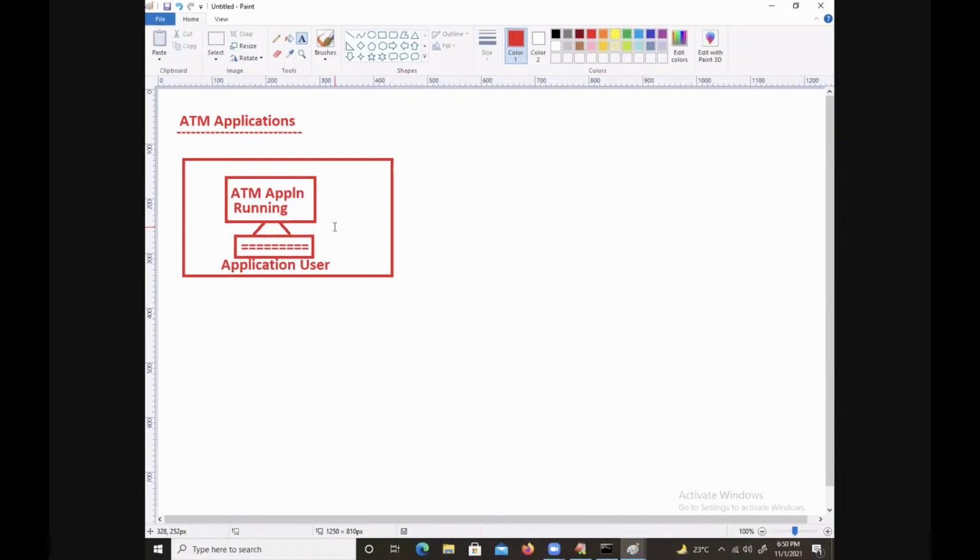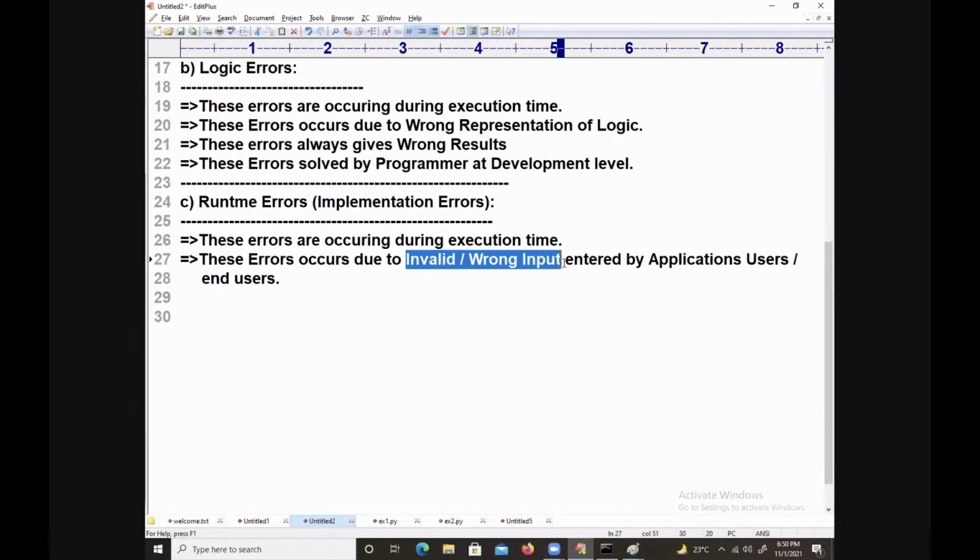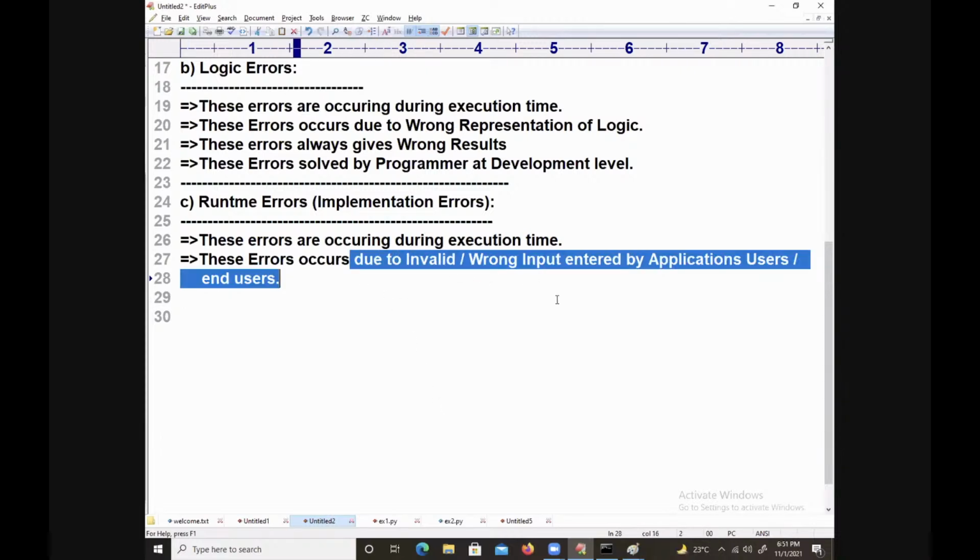Are you understanding my point? He kept his card in reverse order. What do you mean by that? Wrong input he is giving. Did you understand that meaning here? Wrong inputs are there in different ways, which I am going to explain in the class. The end user, simple. Everything is on this point only, because if you did not understand this point, difficulties will come.